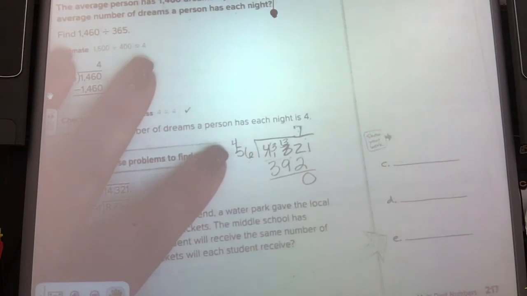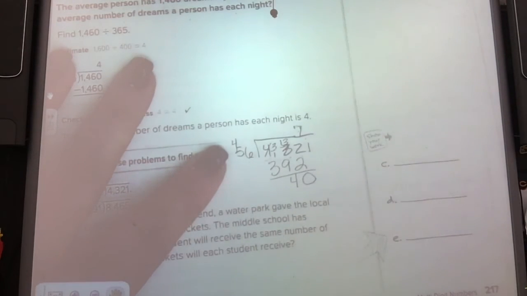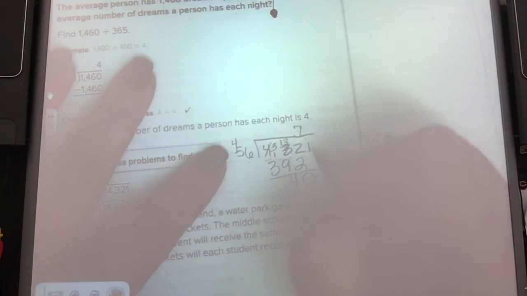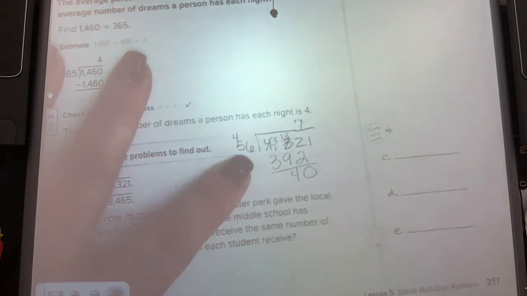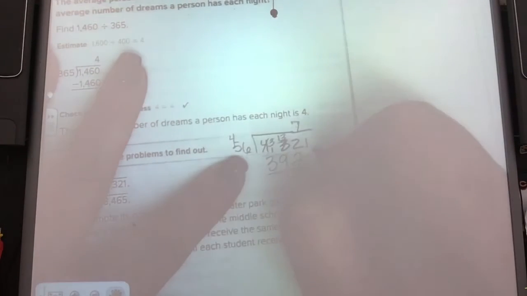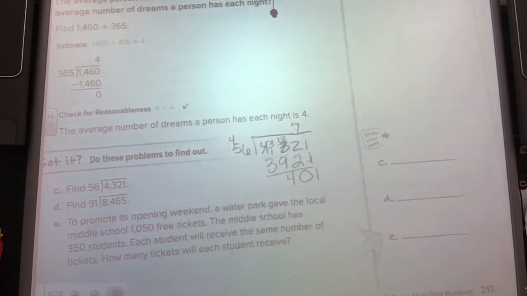13 minus 9, 13 will give me 40, right? Yep. All right. 40 is less than 56. I know that's a large number, but it is less than 56. So I'm going to bring down my next number. I've got 1. 401.